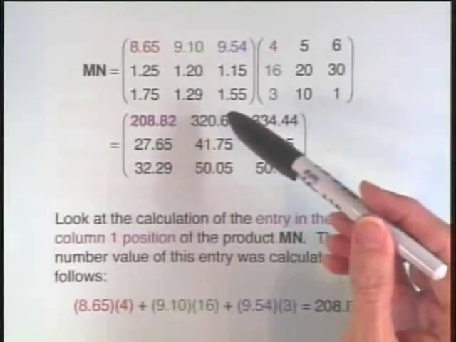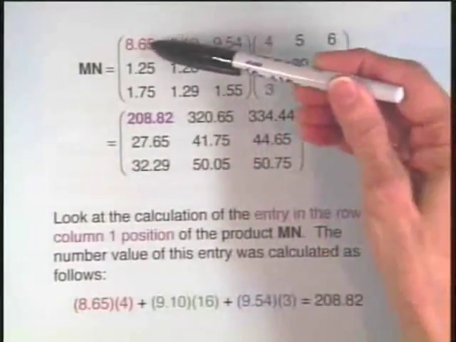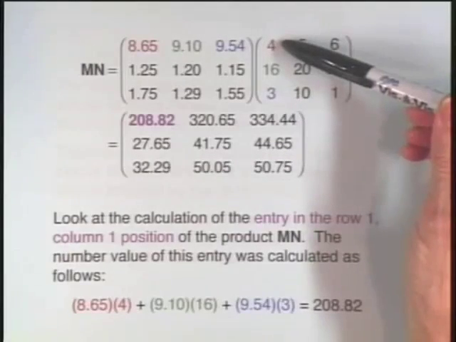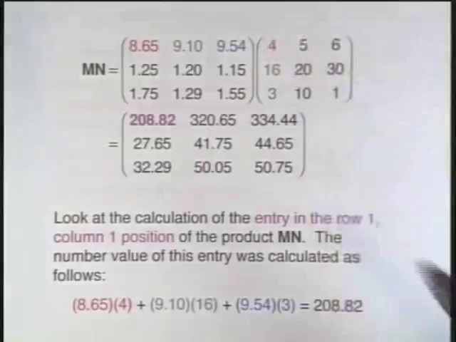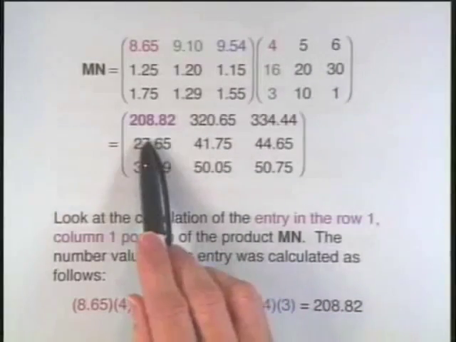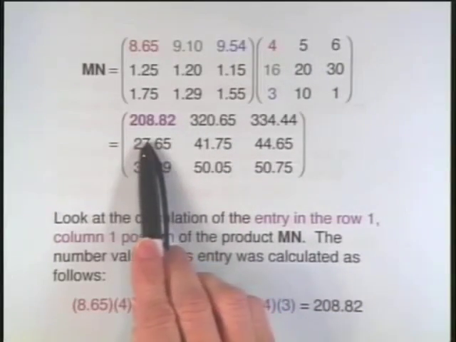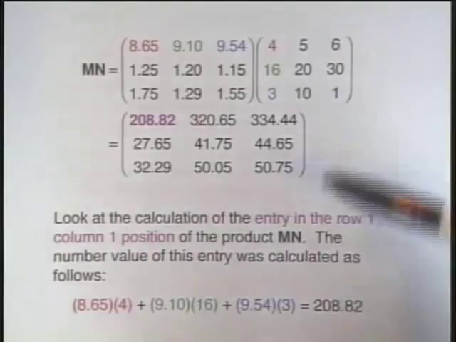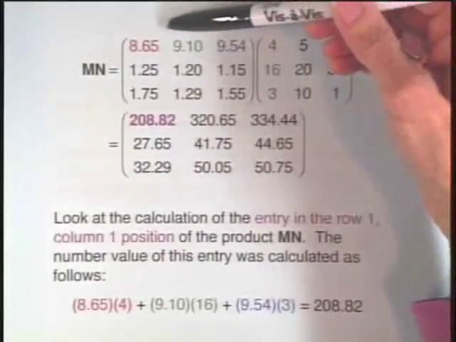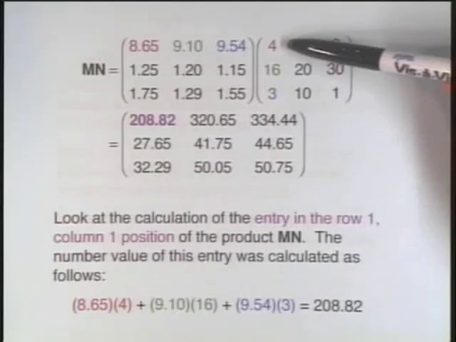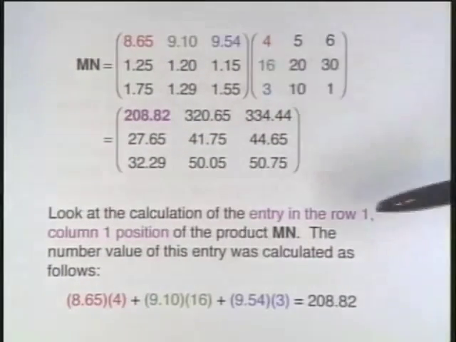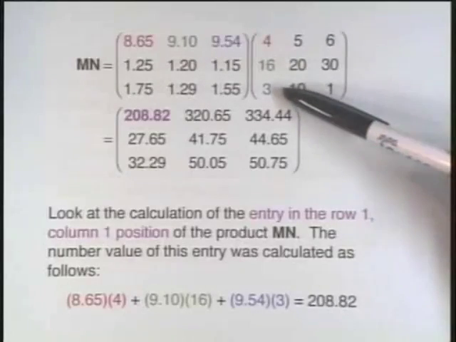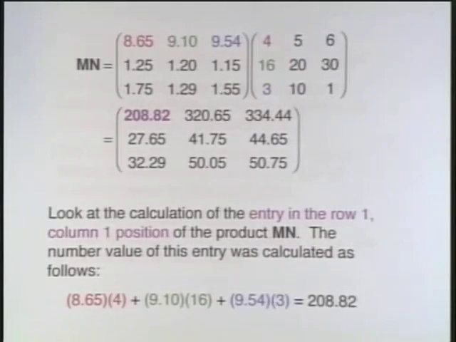Look at the calculation of the entry in row 1, column 1 position of the product MN. The number value of this entry, 208.82, was calculated as follows: 8.65 times 4 plus 9.10 times 16 plus 9.54 times 3. That equals 208.82.